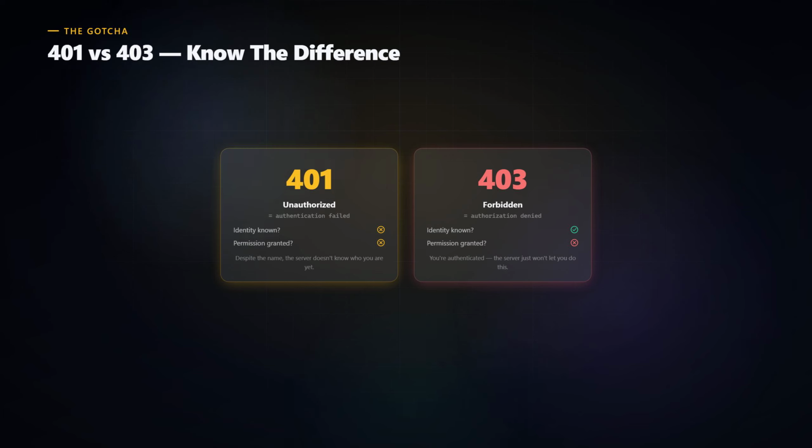A 403 Forbidden means the opposite. You're authenticated, the server knows exactly who you are, and it's still saying no because you're not allowed to do this. Mixing those two up is one of the most common bugs in API design.